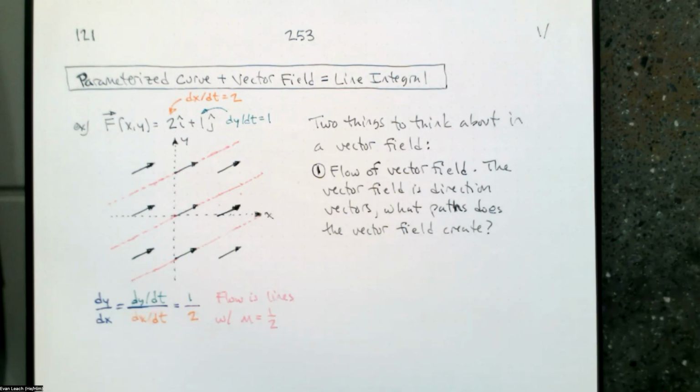There's another thing that we want to think about when we're thinking about a vector field. The other thing we want to think about in a vector field is what it is going to be like cutting some other path through the vector field?